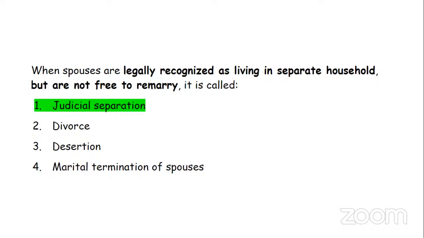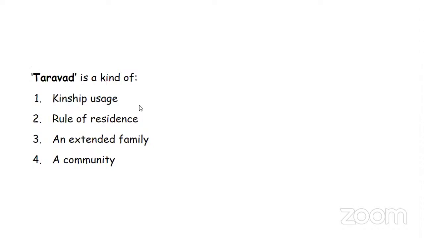So if spouses are legally recognized as living in separate households but are not free to remarry, it is called judicial separation. Why are they not free to remarry? Because they didn't get divorced yet. So legally they are still married. That's why they are not free to remarry other persons. So that period is known as judicial separation. Okay, now to our next question.